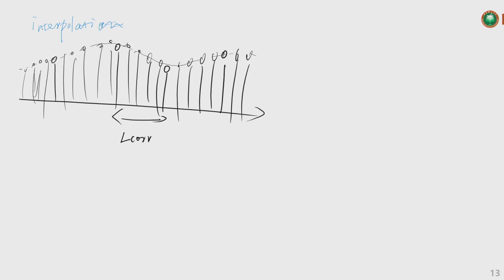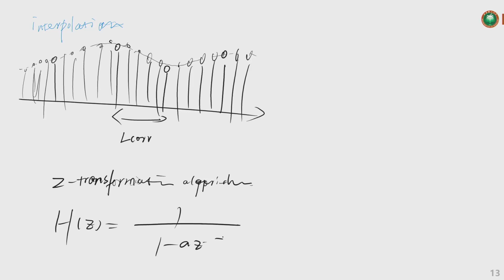And there is another method, which is the transformation algorithm. So 1 minus a theta minus 1. This is the general expression for the transformation methods like this one.